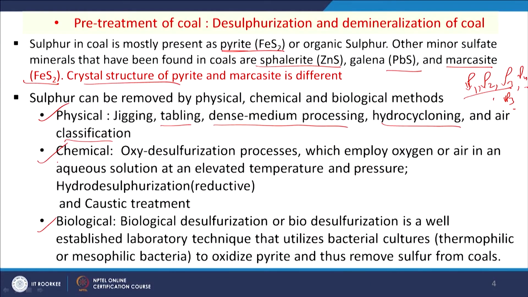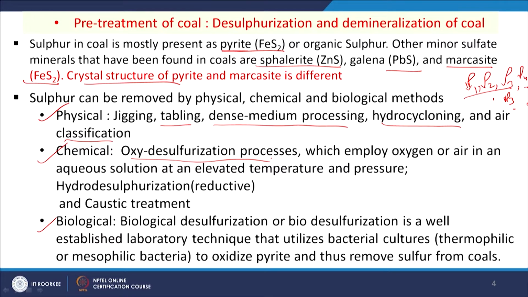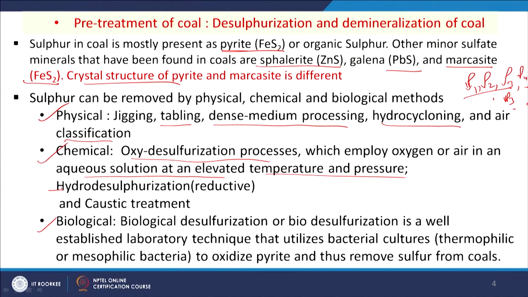Now, the physical methods are suitable to remove the minerals, but the sulfur which is available in organic form is not very easy to separate by this method. So, chemical methods are used in this case. Some examples are the oxydesulfurization process, in which oxygen dissolved in an aqueous solution at elevated temperature and pressure is used, so that the sulfur of the pyrites is oxidized, and organic sulfur can also be oxidized to some extent. And then hydrodesulfurization, where if we supply hydrogen at high temperature with good control, we can get some conversion of the sulfides to sulfur dioxide.